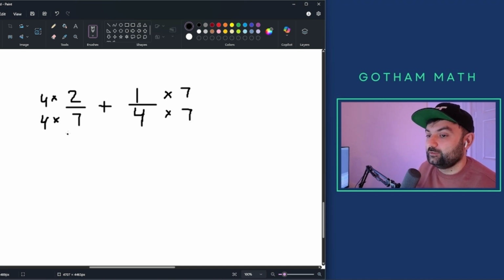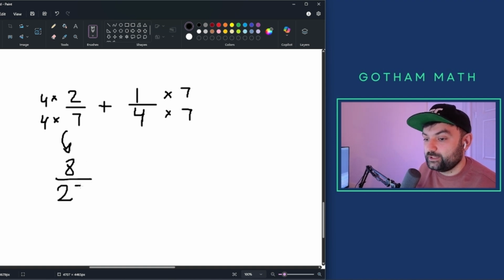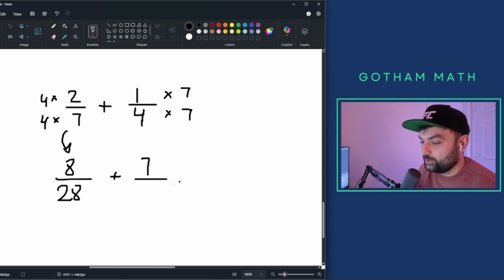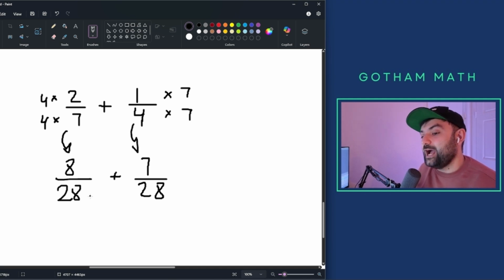So look at this. Look what's going to happen. It's going to be 4 times 2, which is 8, and 4 times 7, which is 28. All right, so 2/7 turned into 8/28. Totally fine. And now you're going to do 7 times 1, which is 7, and 4 times 7, which is 28. And look at that. Look how the denominators became the same. You see? They automatically become the same. As long as you do this method, it becomes the same. Automatically. You don't have to worry about it.